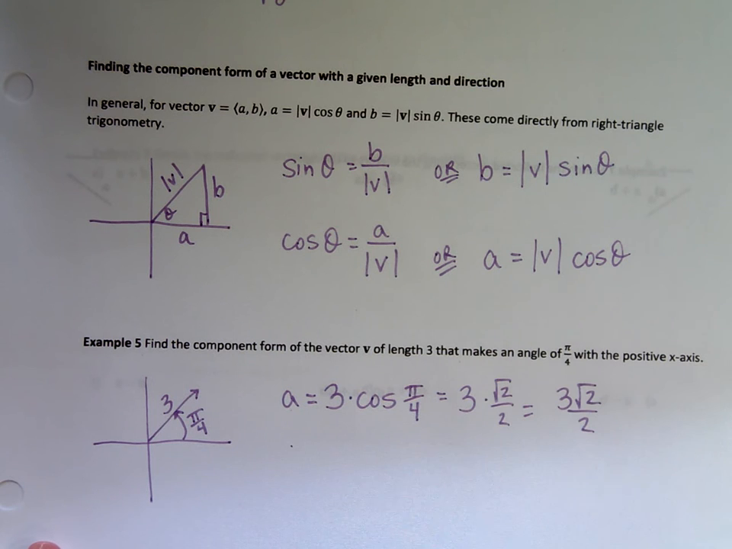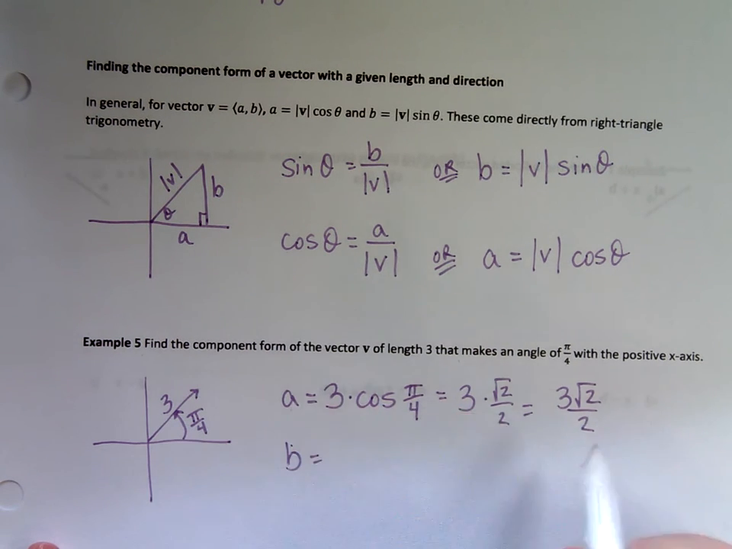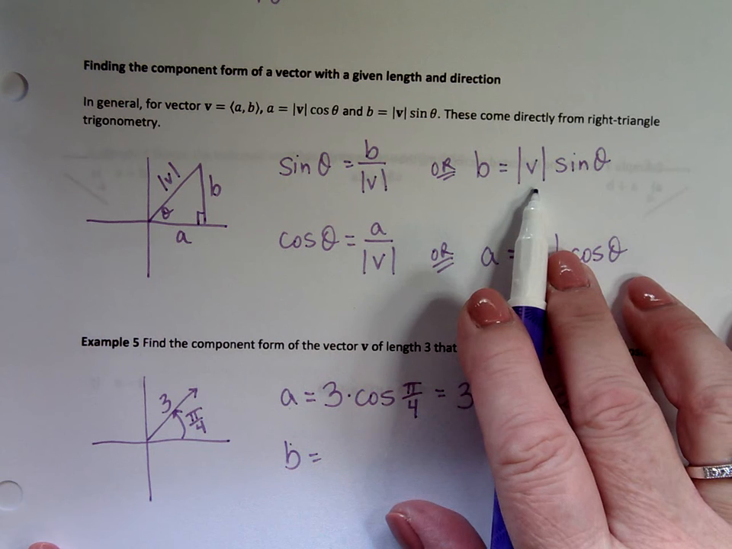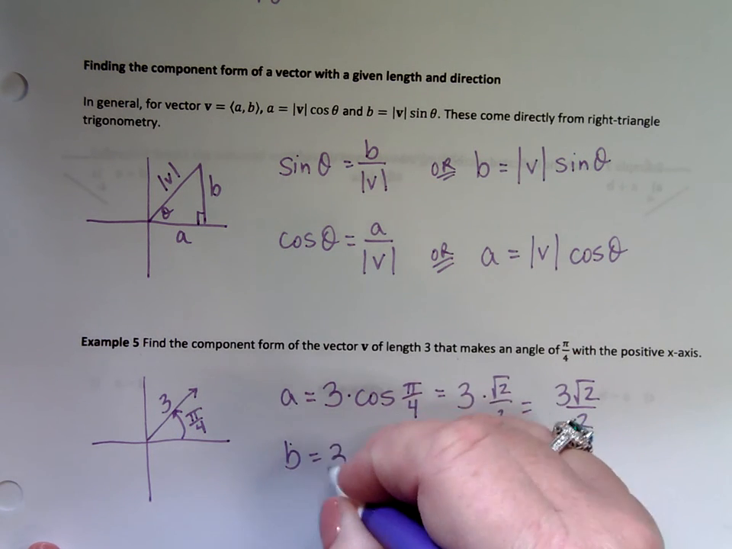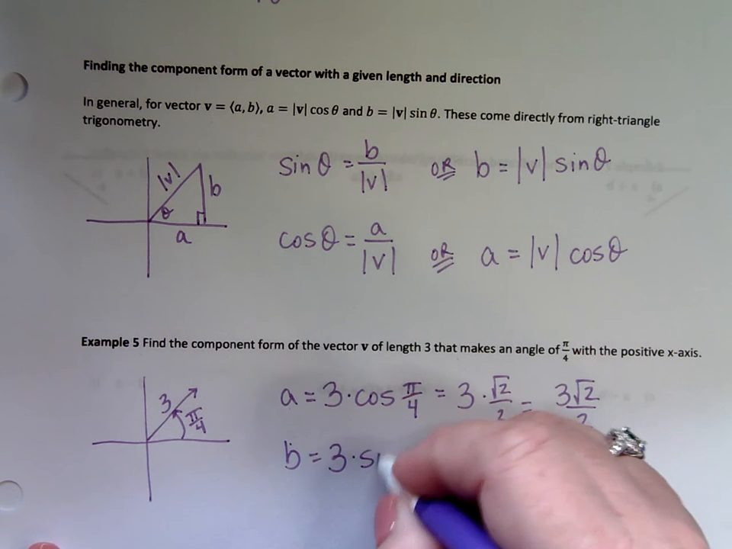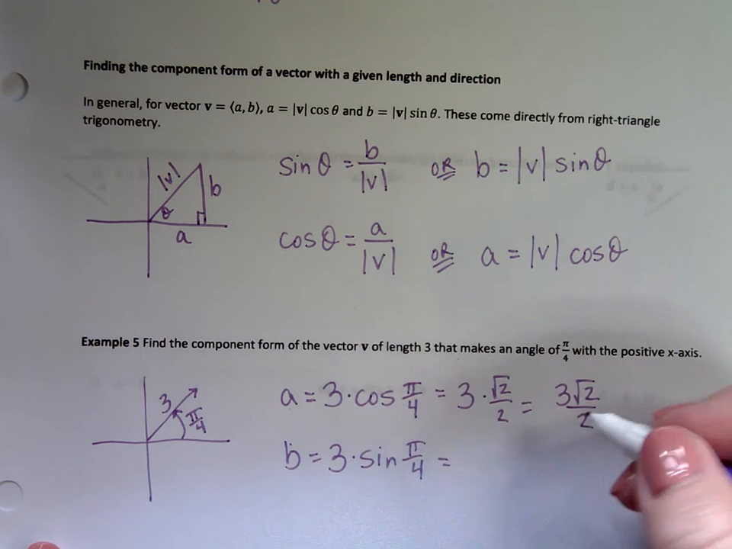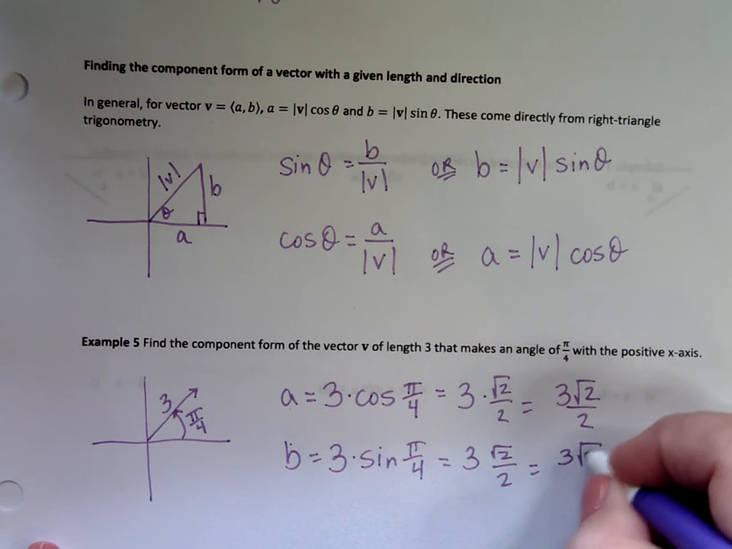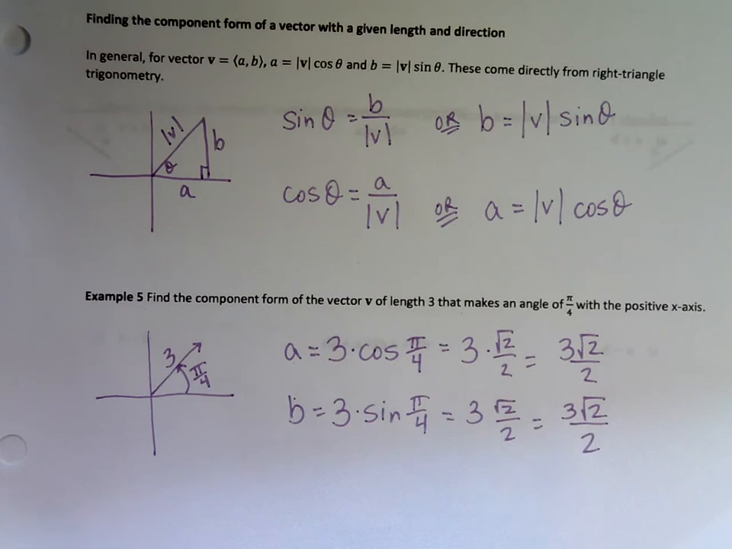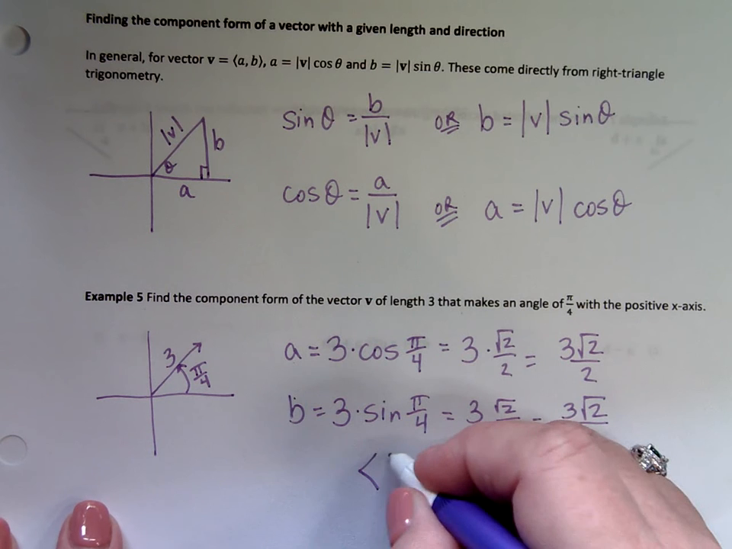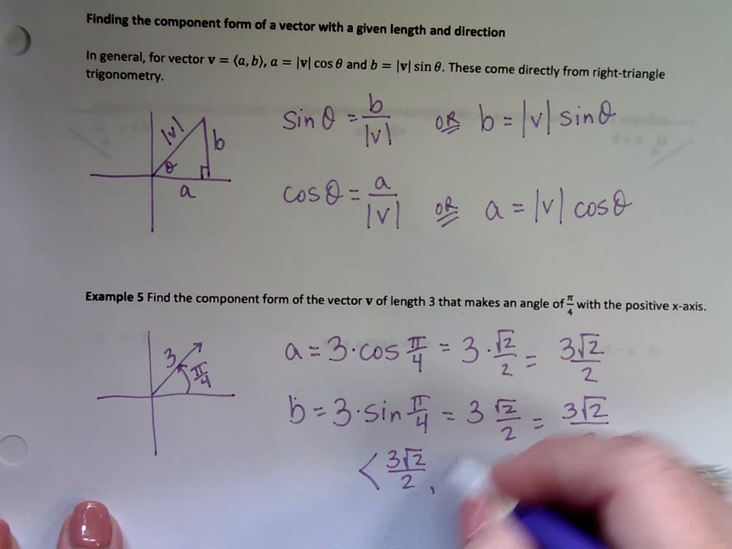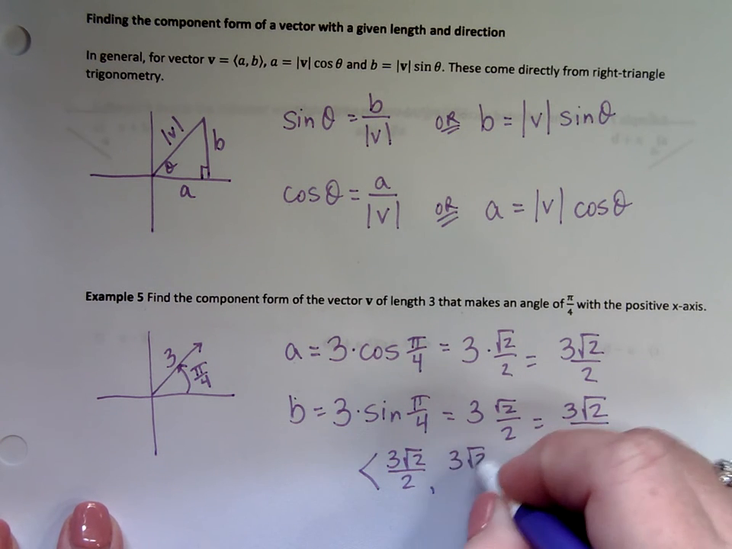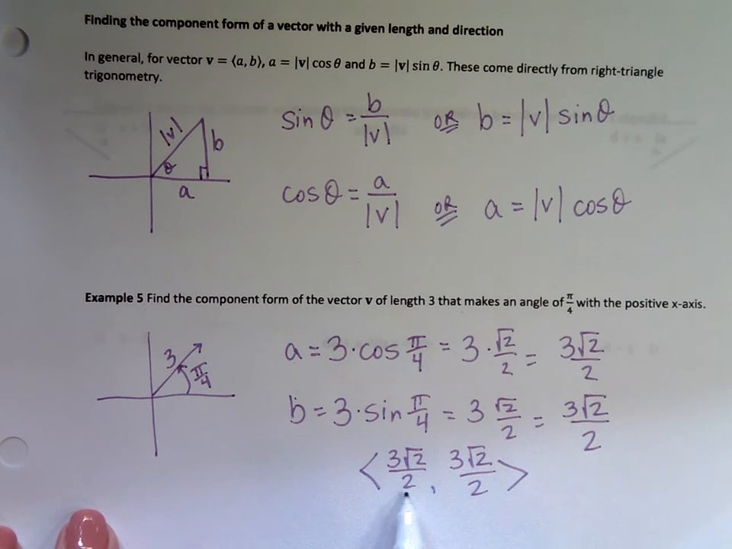That's my A value. My B value I'm going to get from the second formula. Take the magnitude of the vector and times it by the sine of the angle. The length is still 3. That didn't change. Sine of pi over 4. Well, lo and behold, the sine of pi over 4 is also the square root of 2 over 2. And so I get the same answer for A and B. Will that always be the case? And we say nope. Just so happened for this guy. 3 square root of 2 over 2, 3 square root of 2 over 2. This is my A, this is my B, and you've answered the question. Find the component form of the vector. There it is. Okay? So that takes care of that page.